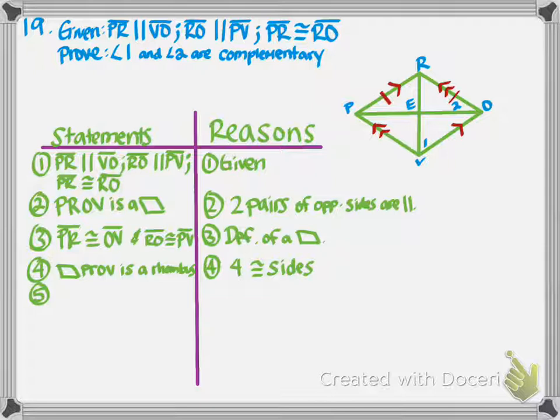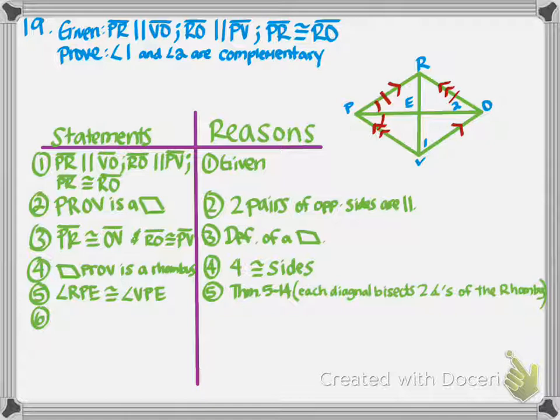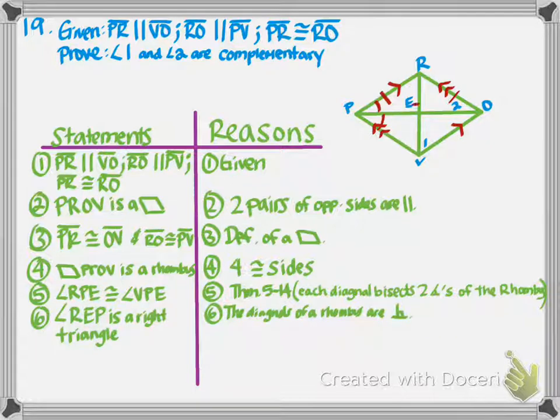For the fifth one, we're going to say angle RPE is congruent to angle VPE, and we know this by theorem 5-14, which is each diagonal bisects two angles of the rhombus. For 6, we're going to say angle REP is a right triangle, and we know this because the diagonals of a rhombus are perpendicular. So this right here is going to be a right triangle.